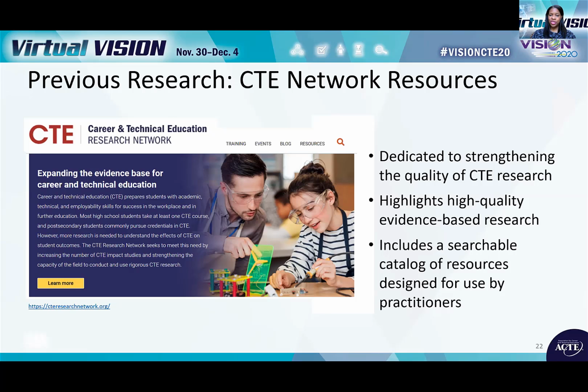Again, the research network was really created to help strengthen the research base for CTE, and we have done so and are doing so by sponsoring rigorous research studies and offering trainings to researchers and practitioners, this being an example of the training modules for practitioners.